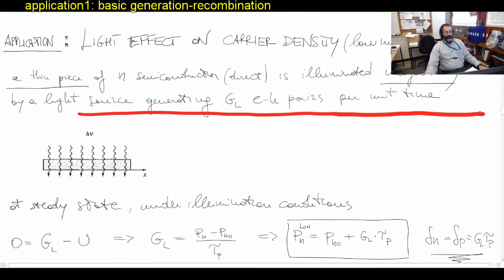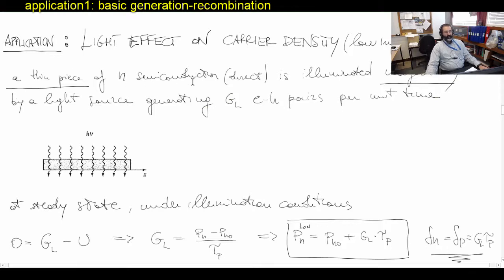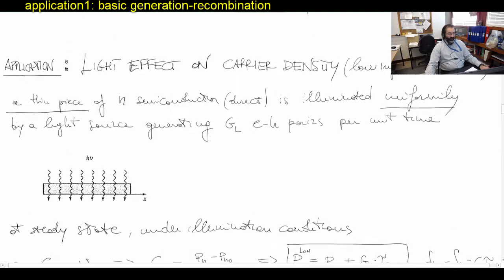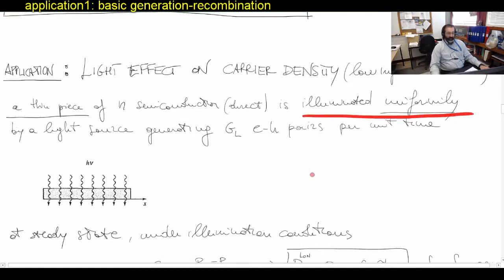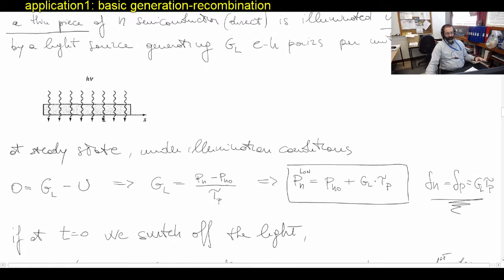So we are assuming here that we have a thin piece of N semiconductor, direct, imagine it is, which is illuminated uniformly by a light source generating a certain number GL of electron and hole pairs per unit time. Remember, GL is the generation rate. So uniformly means that GL is the same for us throughout the piece of semiconductor. That's why we said that we are assuming that it's a thin piece of semiconductor, so that we can kind of see this process happening. Okay, so GL is the same everywhere throughout my semiconductor, as shown in this nice picture.